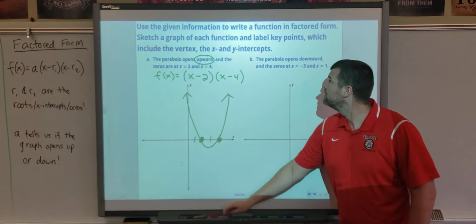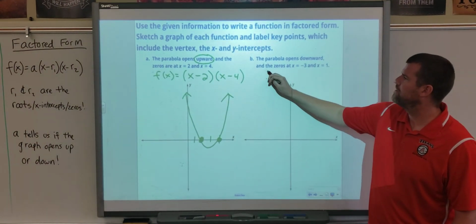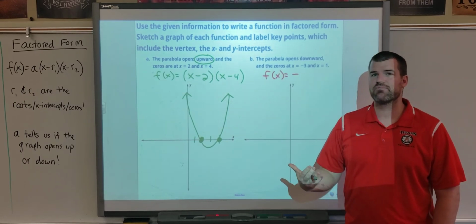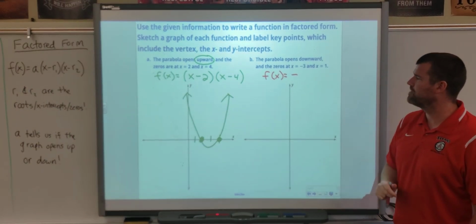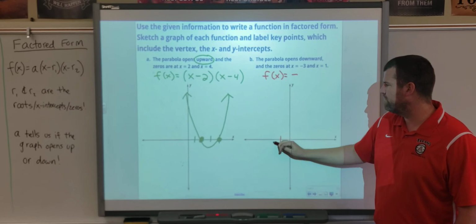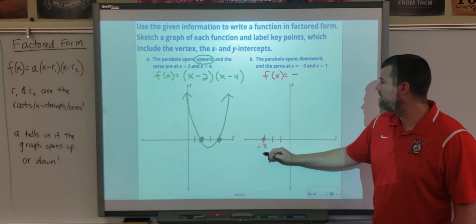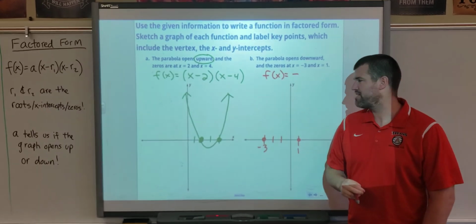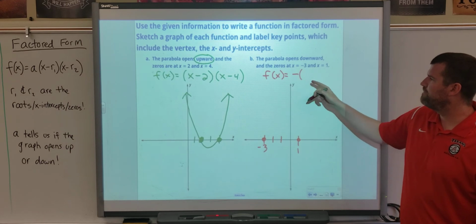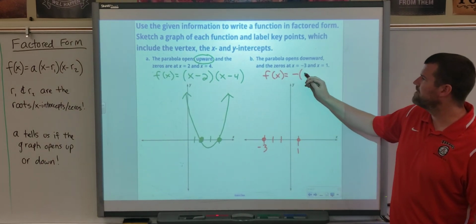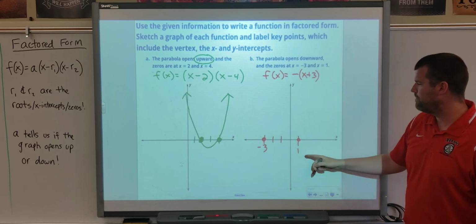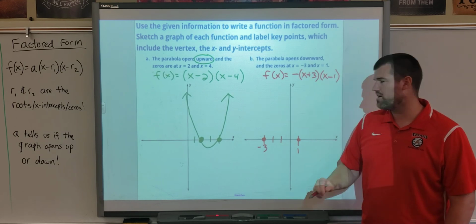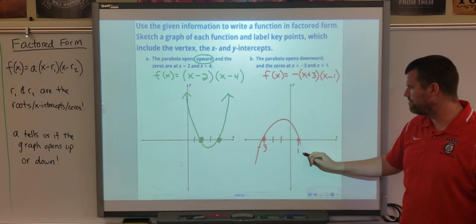On the second example, we want the parabola to open downward. So we know that our function needs to have a negative in front. Doesn't matter what number comes after. If it's a negative number, it's going to open downward. If our zeros are at -3 and +1, that just means that that's where our roots or our x-intercepts are. But that also means that in our factored form, we're going to have the opposite of -3, so x plus 3, and we'll have the opposite of +1, x minus 1. Again, the vertex, we'll talk about that another time, but we know it's going to look something like that.